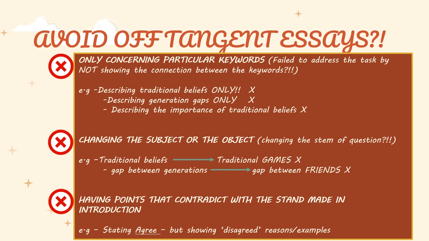And one more thing. Don't mention points that contradict with your stand. So if your stand is on agreeing, you agree on that matter, but then towards the end you show the disagreed reasons or examples, that will be contradictory. So don't do that. So these are the things you need to avoid.